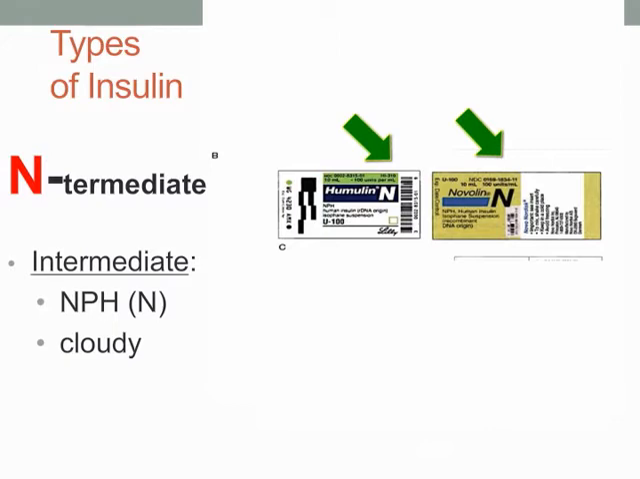You can mix it, and oftentimes it is mixed with a rapid acting, or most likely with a short acting like regular. We'll go over the steps of how you draw up insulin, but basically you draw up your clear before your cloudy. It has an onset of about 1 to 2 hours, has a peak effect somewhere between 4 and 6 hours, and a duration of around 12 to 16 hours.